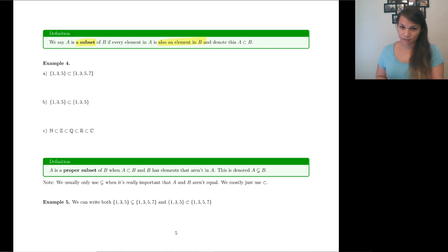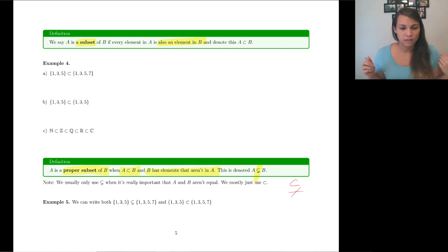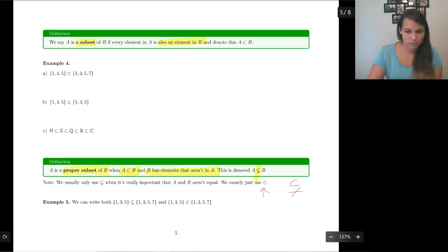A proper subset is when we get into the possibility that they're not equal anymore. So we say that A is a proper subset of B if it's a subset of B and B has elements that aren't in A. We denote this using the subset notation with this little slash through the bottom. That may be hard to see, so it's real big. It would look like that. We typically only use that when it's really important that A and B aren't equal. We mostly just use the normal subset notation.